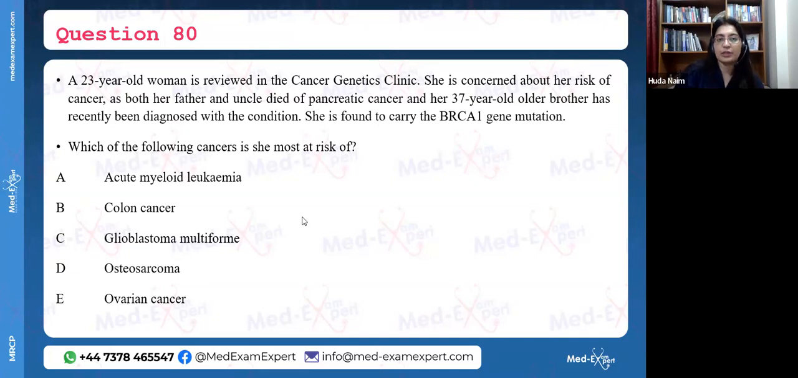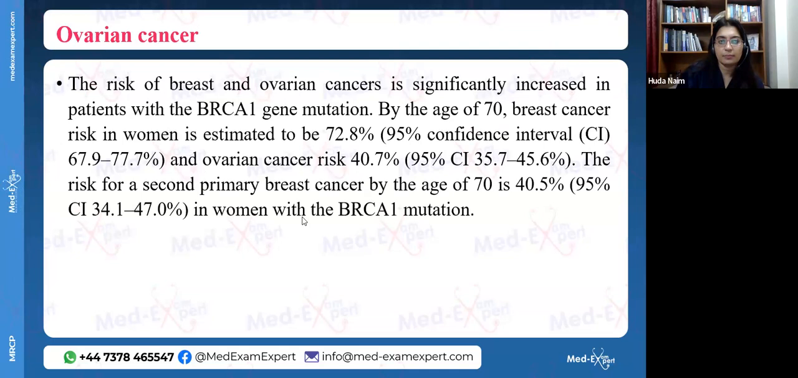Very good. The patient has a BRCA1 gene mutation. So what are the high risk malignancies? So yes, she would have a high risk of ovarian cancer. Good job. So they will have a high risk of breast cancer and ovarian cancers, very high risk.